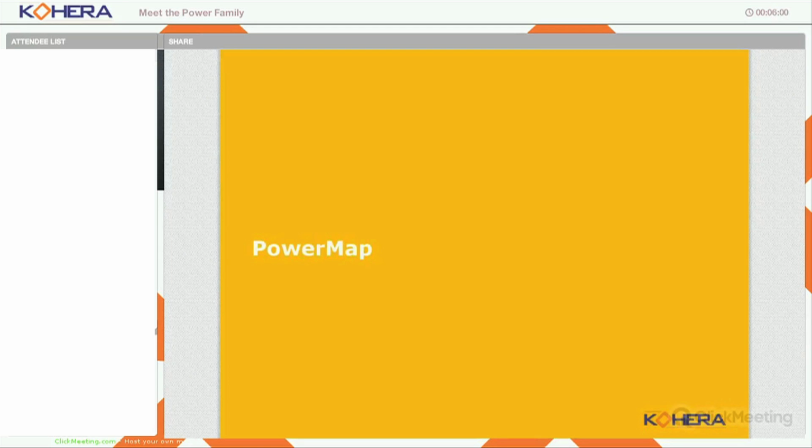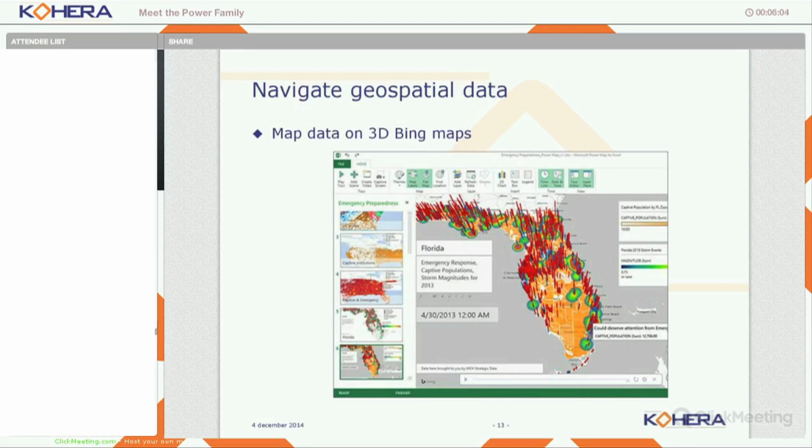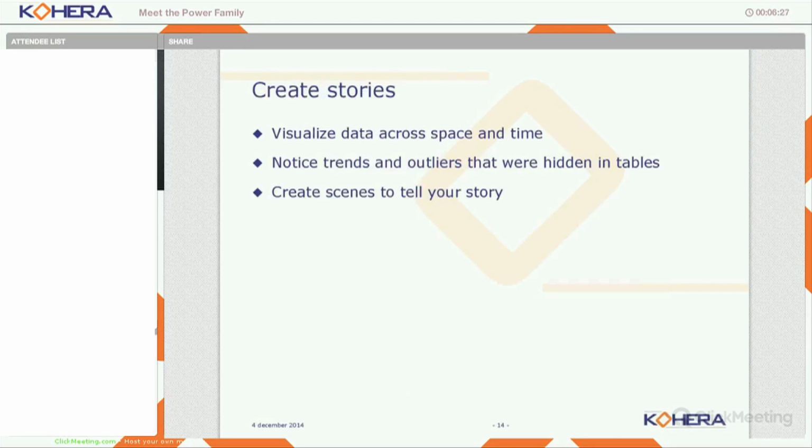Another way to explore your data is by using Power Map. Power Map is another add-in and is mainly or only used for geospatial data. We use the 3D Bing Maps, so we need an internet connection, but once we have that, we can create visually stunning charts with stacked bar charts and heat maps.